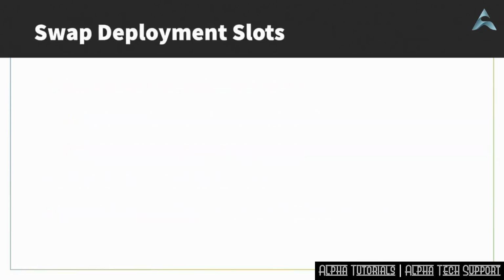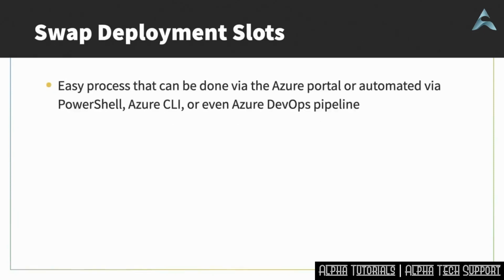Talking about swapping the slots. Sure, this can be done very easily using the Azure portal. But let's be honest, if we want to implement some kind of DevOps approach to this, maybe you want to automate this. So yes, you can do this with GitHub, Azure DevOps, Azure CLI, PowerShell. All of those are valid options for this.